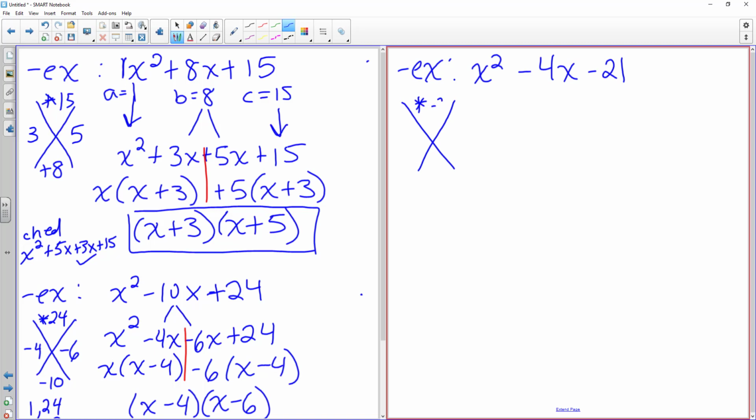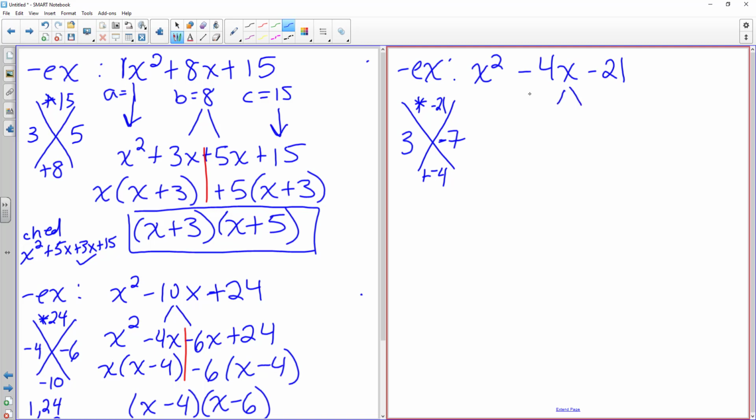Multiply to a -21 and add up to a -4. Here, I'm thinking 3 and 7 is jumping out at me with the 21. To add up to -4, it's going to have to be a +3 and a -7. 3 times -7 is -21. 3 plus -7 is -4.